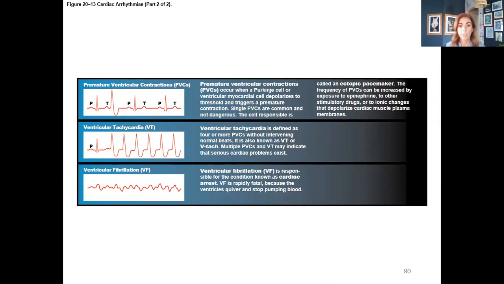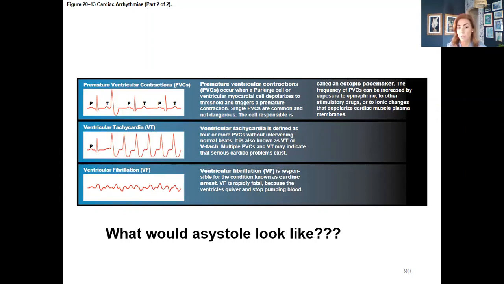So as long as you can identify what is normal and you know the normal components of the ECG, then you will be good for this class. All right, so the question: what would asystole look like if we were to look at this on the ECG? Remember, A means without. Systole means contraction. So without contraction, what do you think the ECG printout would show?